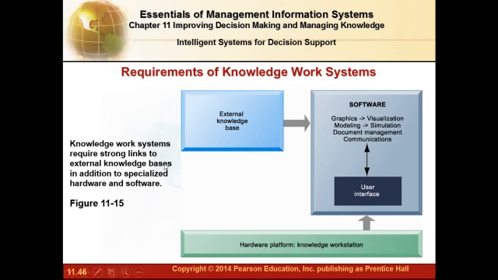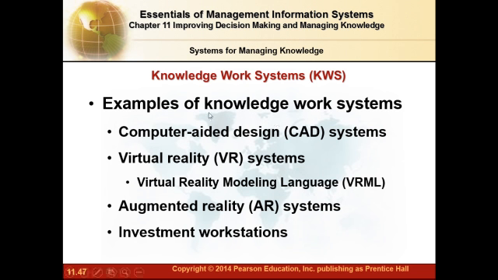This is a system specifically for knowledge worker. If you look at the figure, it shows knowledge work system requires strong links to external knowledge base in addition to specialized hardware and software. So the main components of a knowledge workstation having the need for both specialized software and hardware, access to external information, and easy to use interface. Okay, so I think the keyword here, knowledge work system, is for the knowledge worker. And so these are the example of knowledge work system.